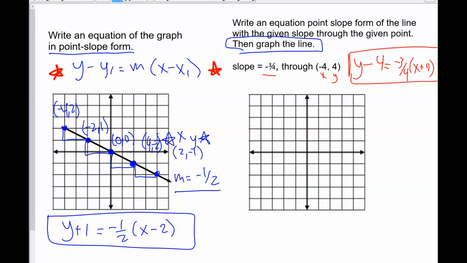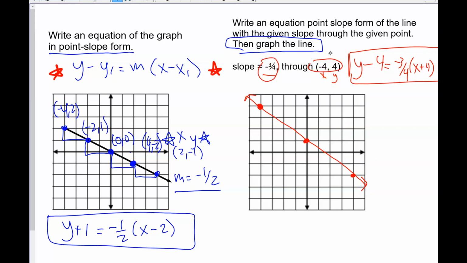And then it says graph the line. So I could use this equation, or I could just use this point at negative 4 and positive 4. I could start here, and since I know the slope is negative 3/4, I could go ahead and graph this. So I'm going to go down 3 and over 4 to the right, make a new point, down 3 and over 4, and make another point. And those are really the only ones that are going to fit on this graph as I create it here and make my line.